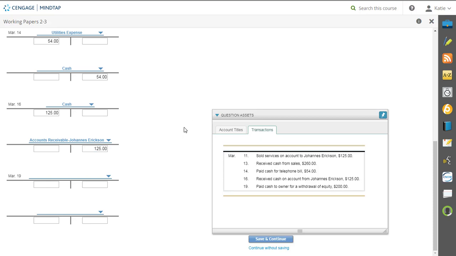The last one, March 19th. Holly, we paid cash to owner for withdrawal of equity. What's one account that you hear in there? I agree, Holly. Cash is what type of an account? Okay, do we have more cash or less cash because of this transaction? Less. So cash is an asset and it's going down, so am I debiting or crediting it? Yes. So that's going to be my second T account that I'm going to use. And that's going to be for $200.